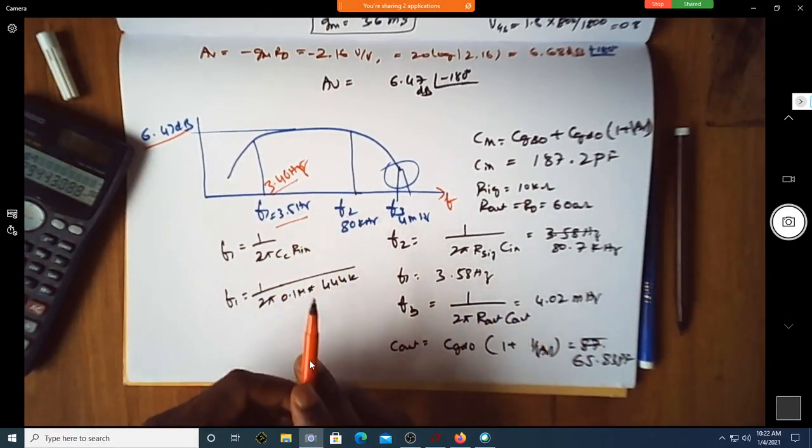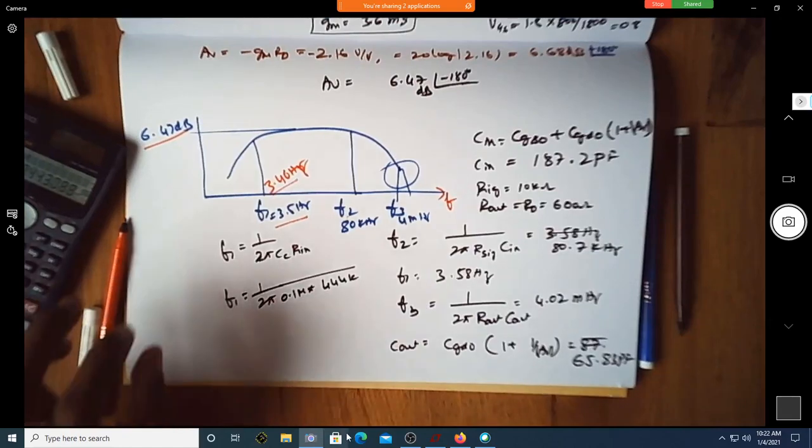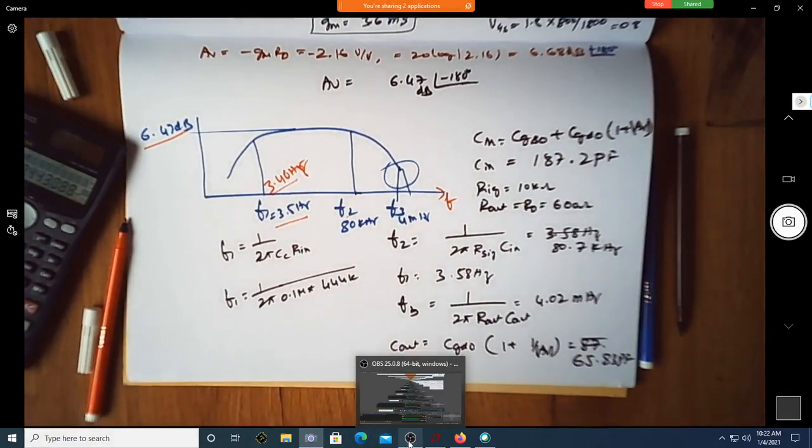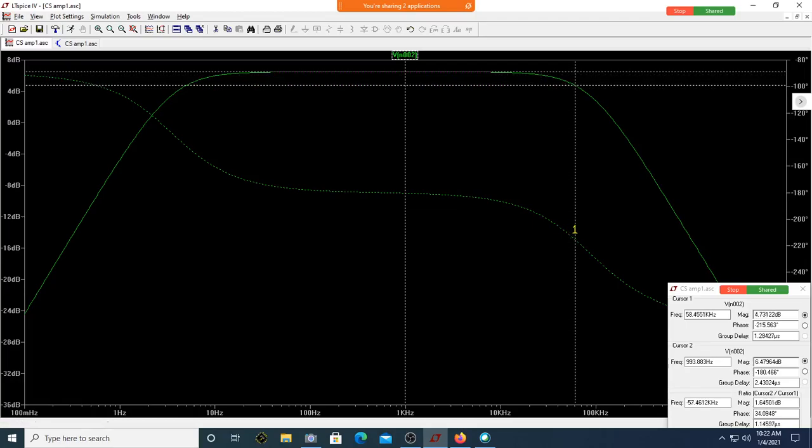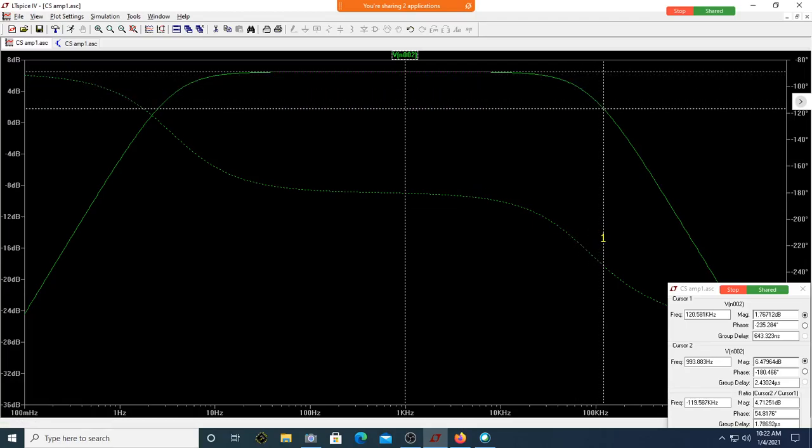And let us see what f2 is. F2 should be 80 kilohertz as per this. Let us go back to this and try to find out what is f2. Okay, this is f2. Let me just put it 3 dB down.